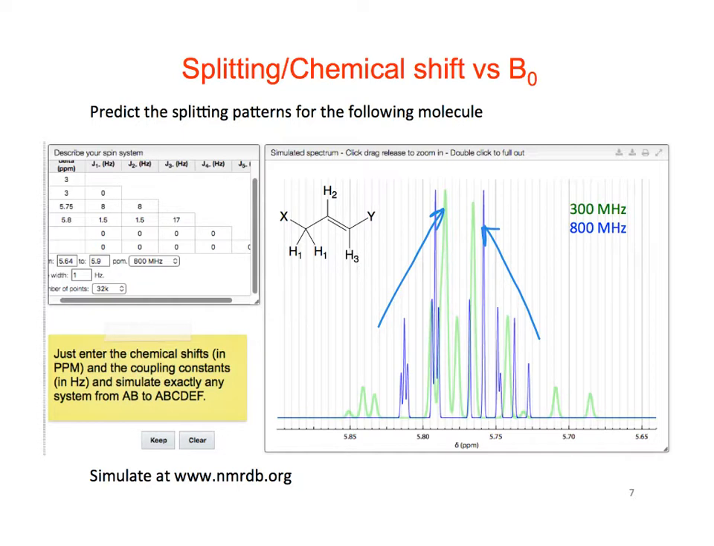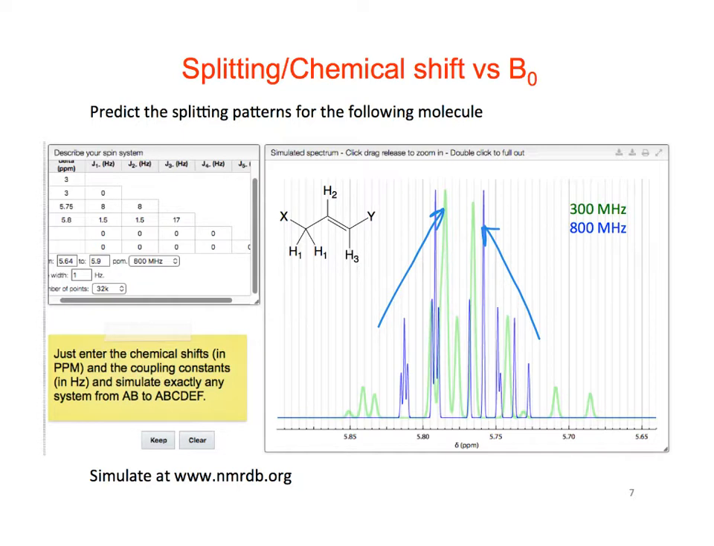So it kind of squeezes everything down and resolves our signals, because look here, they were almost overlapping in the green, but now they're well resolved from one another. So if we experimentally made this molecule, and then we wanted to compare it to literature values, but we have an 800 megahertz and they have a 300 megahertz, our peaks wouldn't match. So if they reported a peak at 5.85, we wouldn't see that peak in our 800 megahertz. So we would have to look at the J coupling.